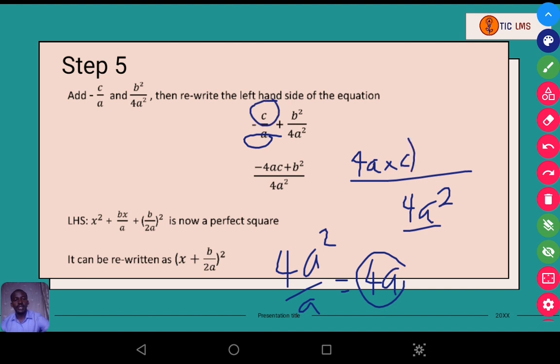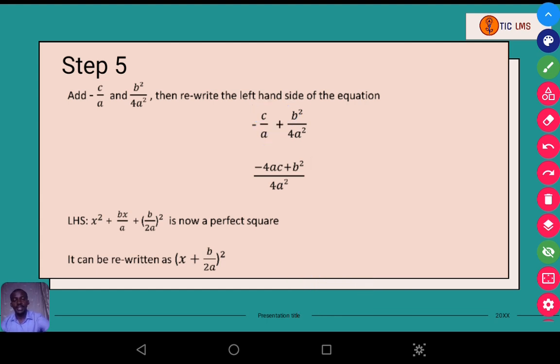Now do not forget that there's a negative there, so you can put the negative outside, and then plus 4a into 4a squared. What would that give? That would be the same thing as 1. So 1 multiplied by b squared, you're going to have b squared. Okay, so by the time you multiply negative 4a multiplied by c, you're going to have negative 4ac. And then you have your plus b squared over 4a squared.